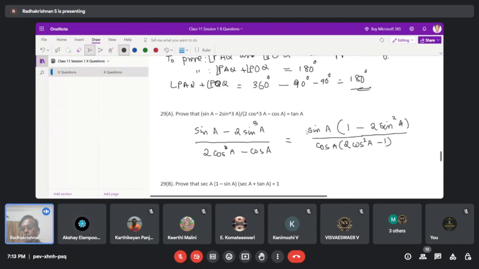So what is 1 minus 2 sine square A? 1 minus sine square A is cos square A. So 1 minus 2 sine square A is equal to 1 minus sine square A minus sine square A, which is cos square A minus sine square A.